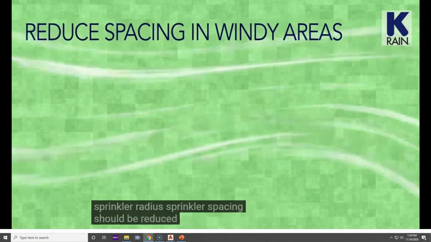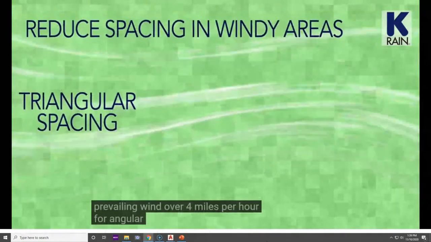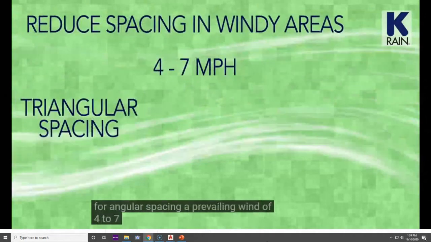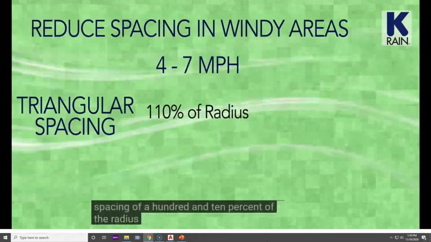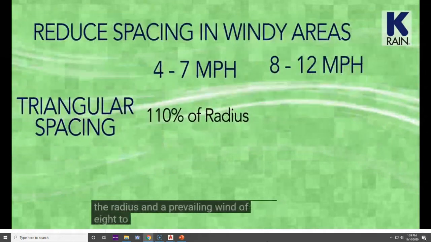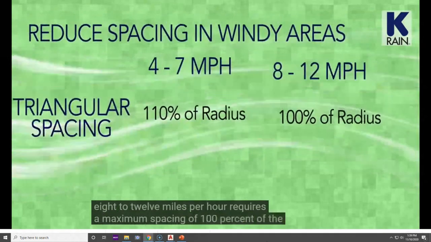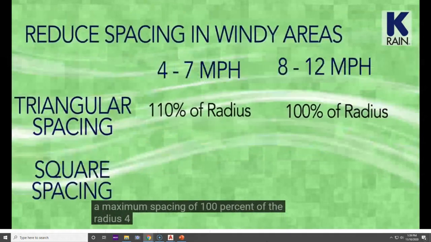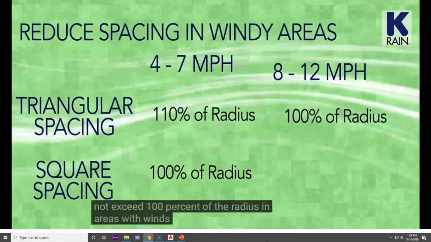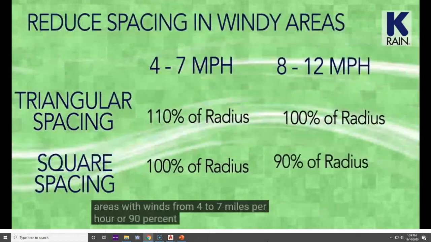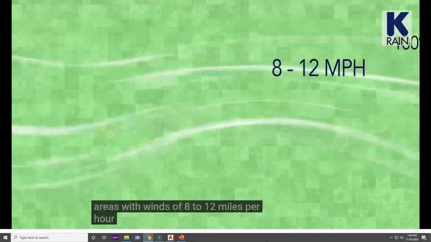Sprinkler spacing should be reduced in sites with a prevailing wind over 4 miles per hour. For triangular spacing, a prevailing wind of 4 to 7 miles per hour dictates a maximum spacing of 110% of the radius, and a prevailing wind of 8 to 12 miles per hour requires a maximum spacing of 100% of the radius. For square spacing, spacing should not exceed 100% of the radius in areas with winds from 4 to 7 miles per hour, or 90% of the radius for areas with winds of 8 to 12 miles per hour.